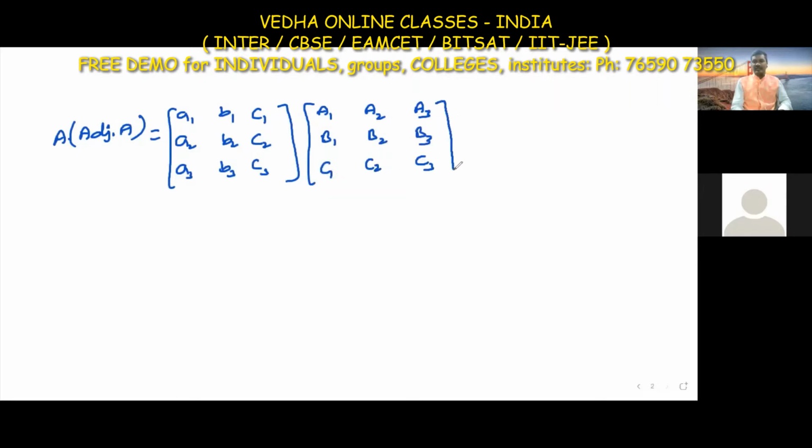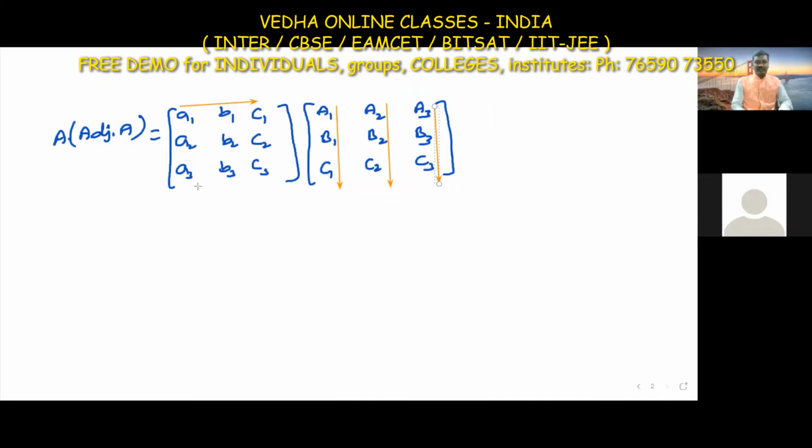Now multiply. How do we multiply? We multiply the first matrix's rows with the second matrix's columns: first row with first column, first row with second column and first row with third column. Like this we multiply. After that we take the second row with first column, second column, third column, and the third row with first column, second column, third column. So like that we multiply here.